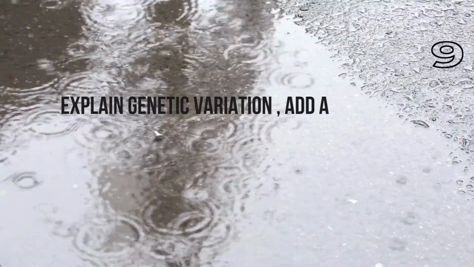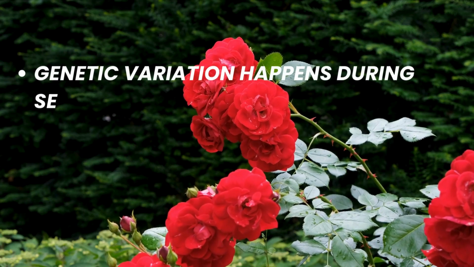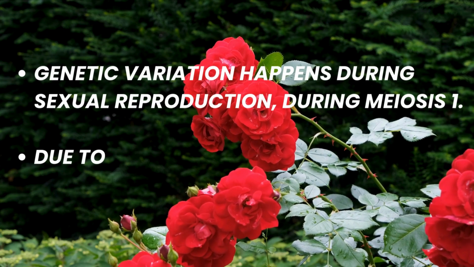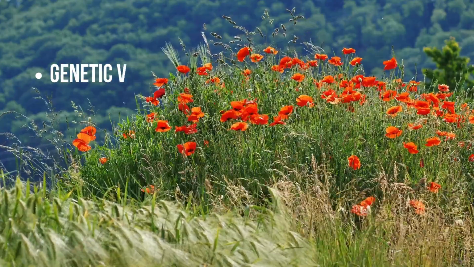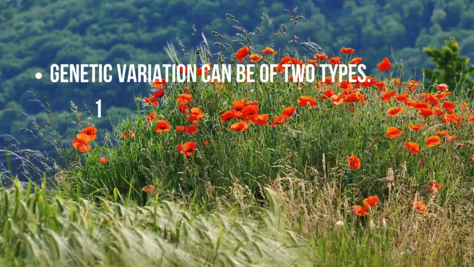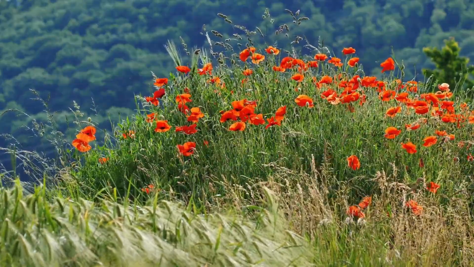Explain genetic variation. Add a note on its types. Genetic variation happens during sexual reproduction, during meiosis I, due to crossing over and independent assortment. Genetic variation can be of two types: 1. Continuous variation. 2. Discontinuous variation.